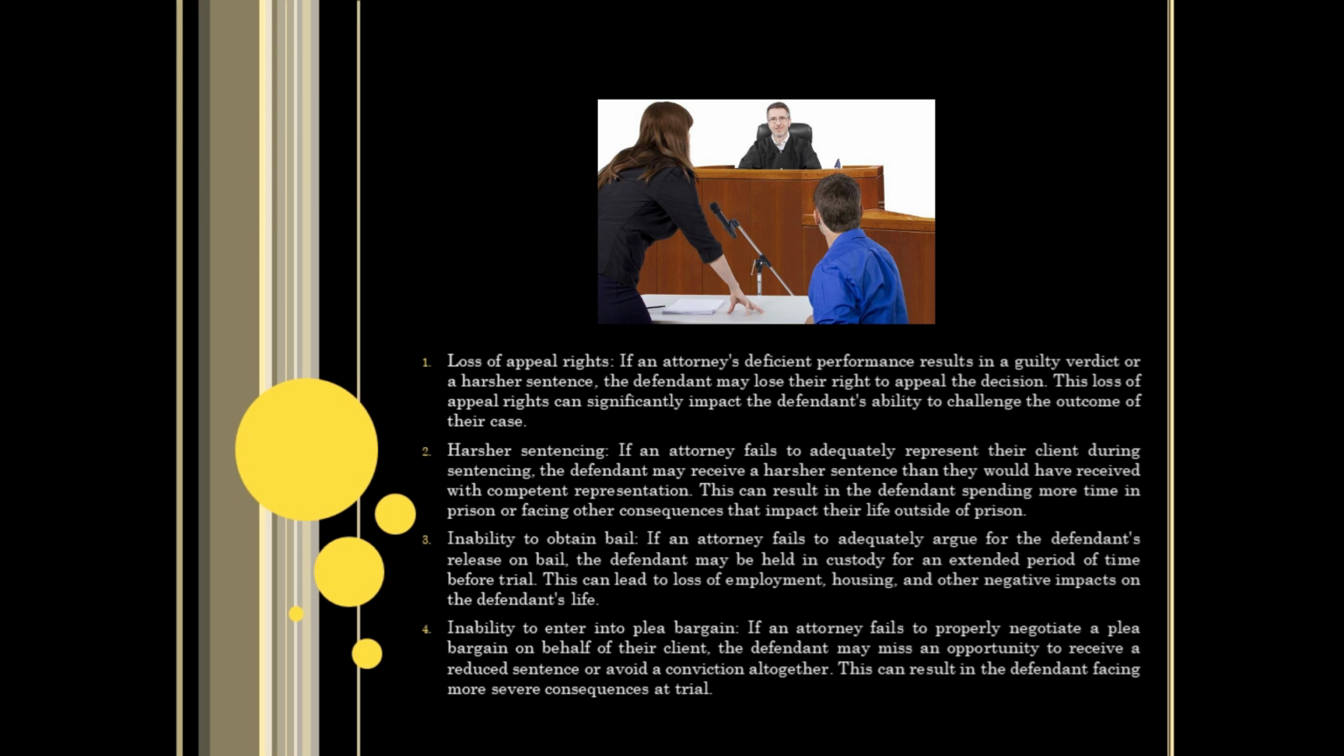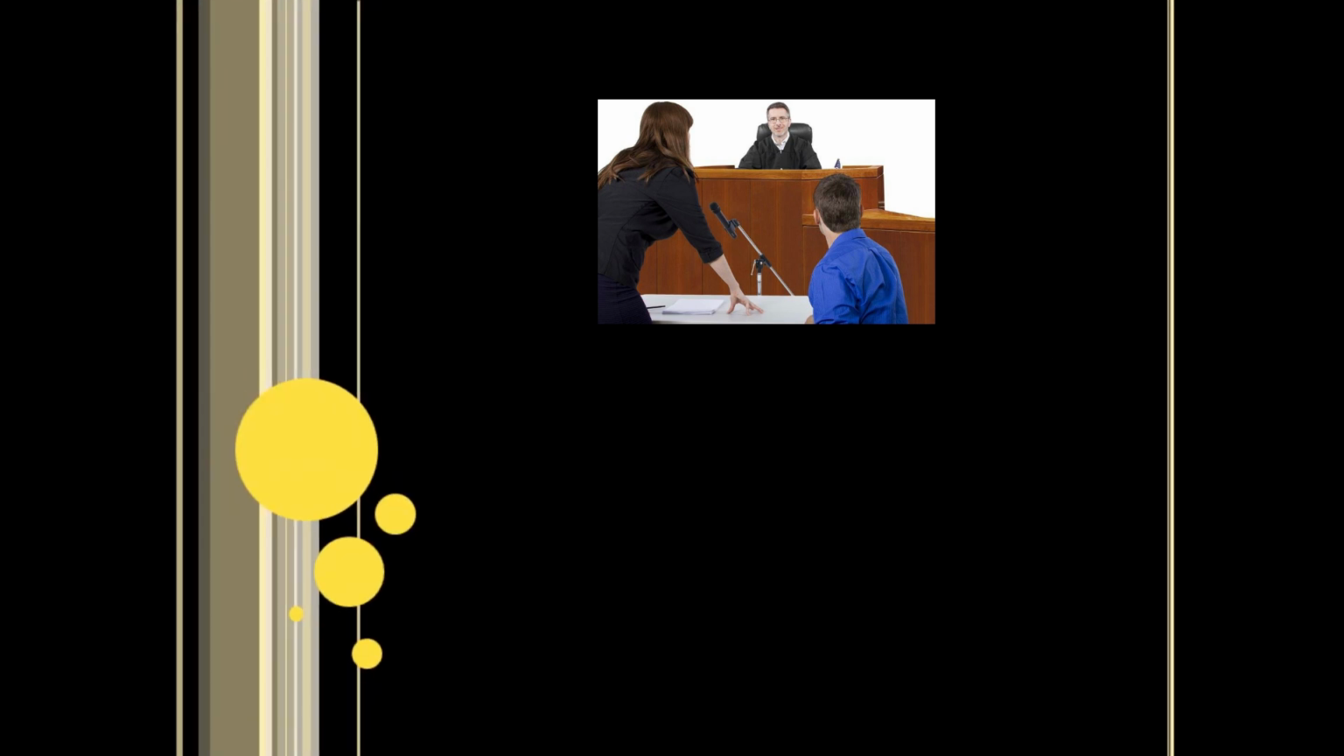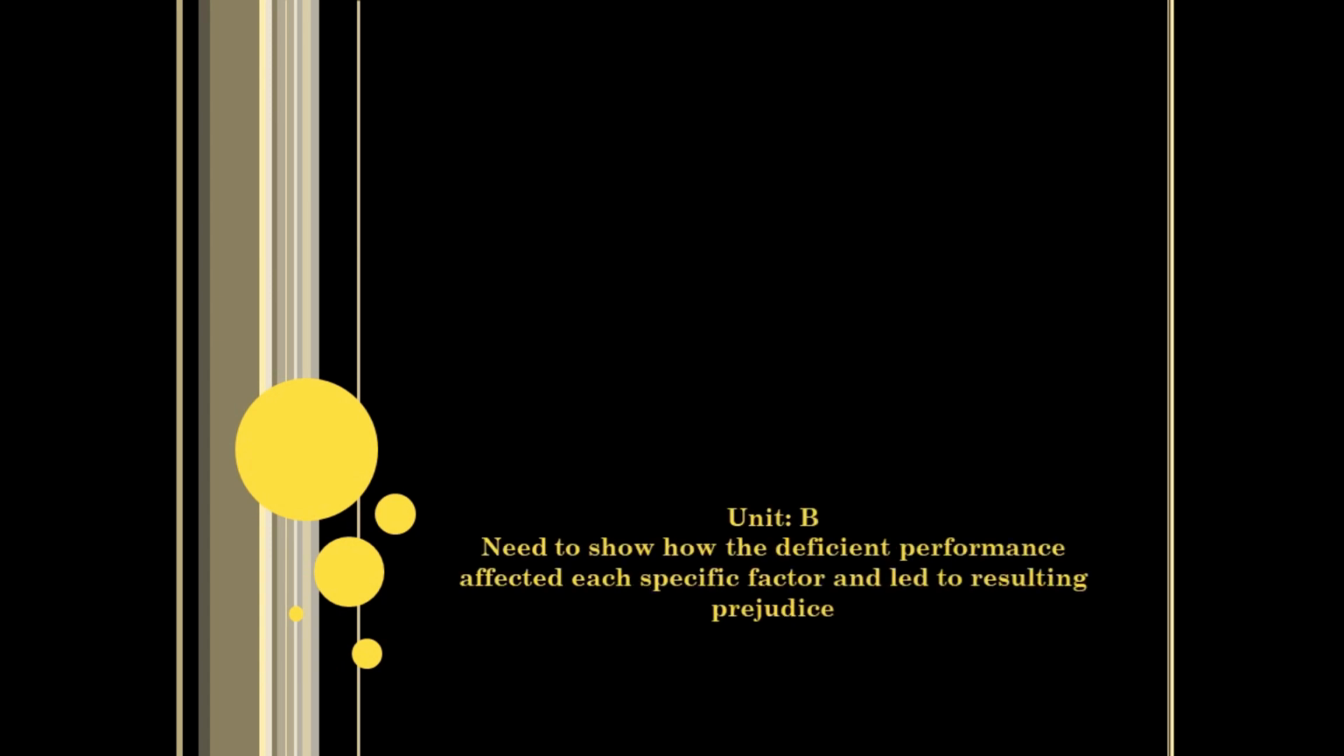4. Inability to enter into plea bargain. If an attorney fails to properly negotiate a plea bargain on behalf of their client, the defendant may miss an opportunity to receive a reduced sentence or avoid a conviction altogether. This can result in the defendant facing more severe consequences at trial. Unit B. Need to show how the deficient performance affected each specific factor and led to resulting prejudice.